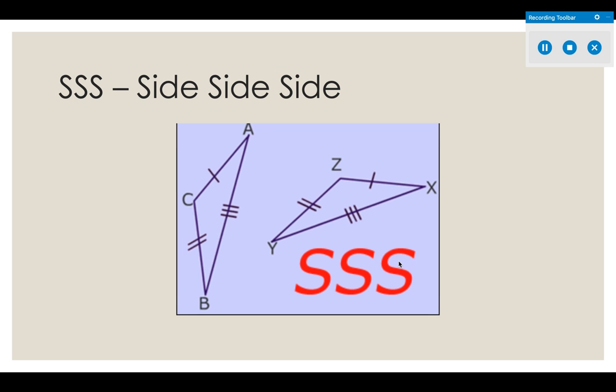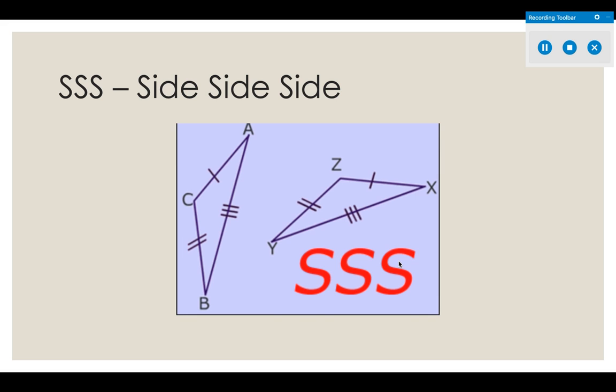So now let's talk about the ways that you can prove that 2 triangles are congruent. Well, first, we have the side-side-side theorem. This theorem states that if all three sides of a triangle are congruent to all three sides of another triangle, then the two triangles are congruent to each other.